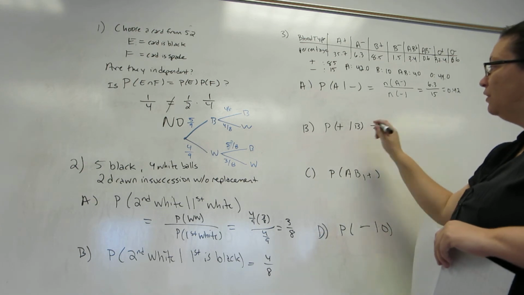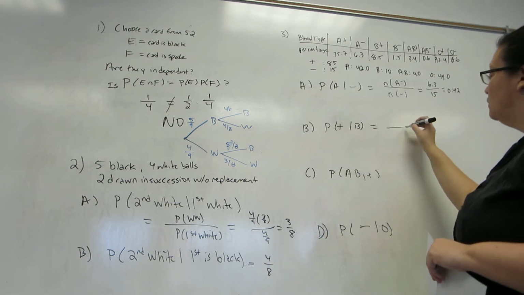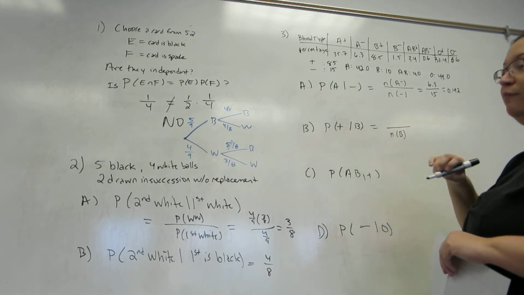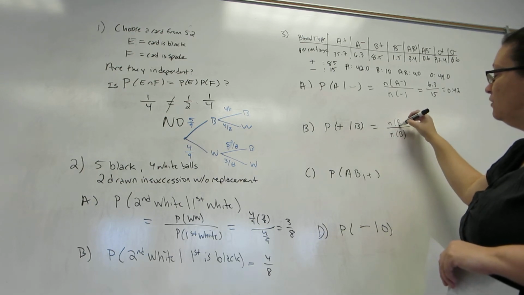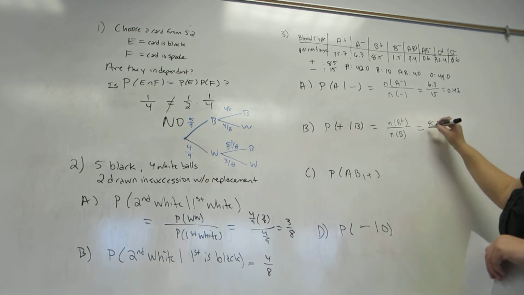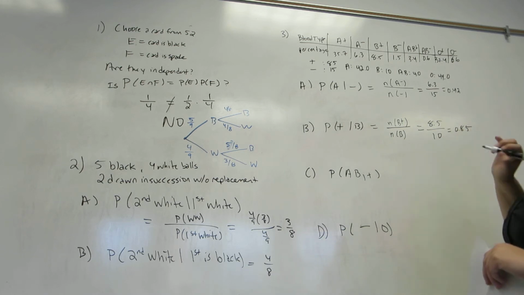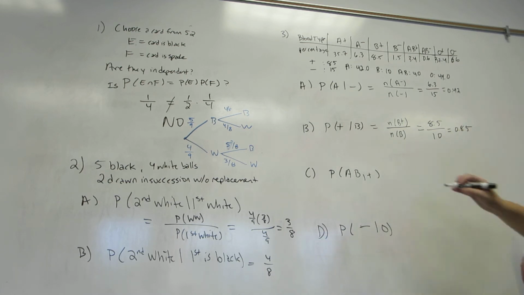Here I want to know what's the probability of them being plus if they are B. So I'm doing number of B on bottom, number of the intersection, which is B plus, on top. So 8.5 divided by 10 is 0.85 probability.